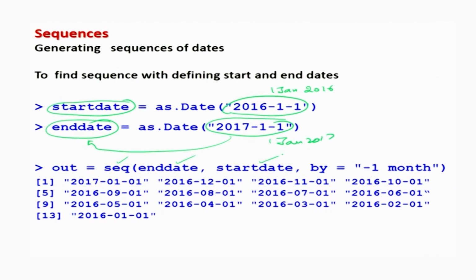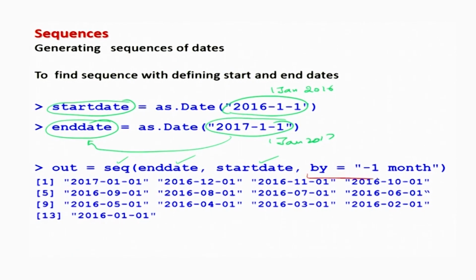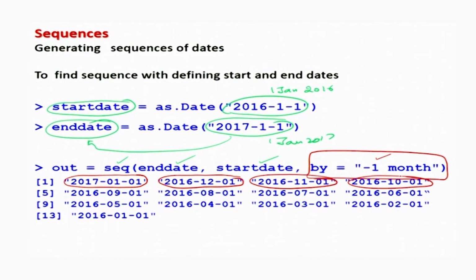Now I want to show you one more command. In the by option, what I have done here is -1 month. Right, this option is also there. So if you say by -1 month and give it within double quotes, see what happens. The first value comes out to be 1st January 2017. Then it goes in the reverse direction: 1st December 2016, 1st November 2016, 1st October 2016, and so on, finally up to 1st January 2016. So this 1st January is the start date, and this is the end date.